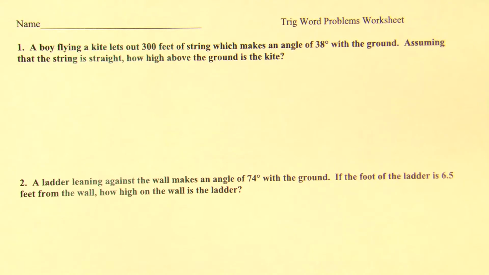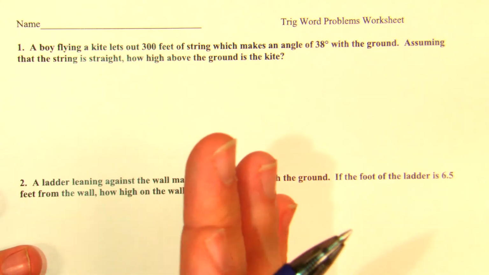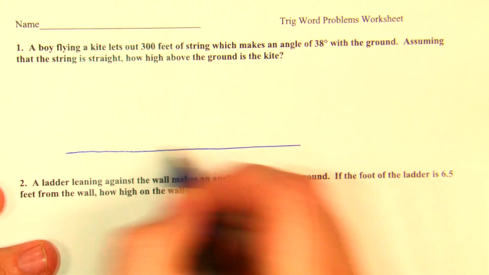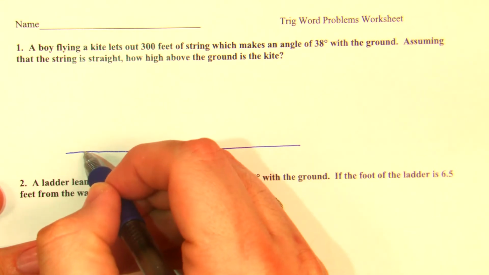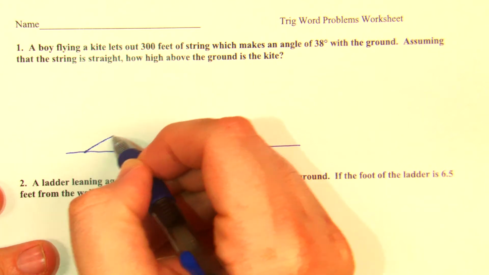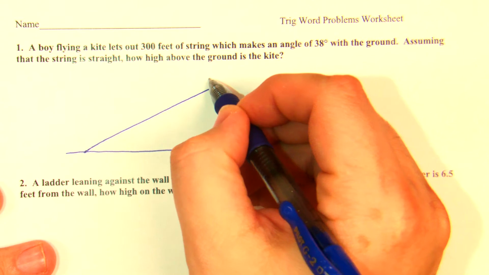So, the first one says, a boy flying a kite lets out 300 feet of string, which makes an angle of 38 degrees with the ground. You're going to have to be able to draw the picture from this. There's a ground, and we can assume that the boy is basically a point on the ground, and he lets out a bunch of string to the kite. So here's your kite.